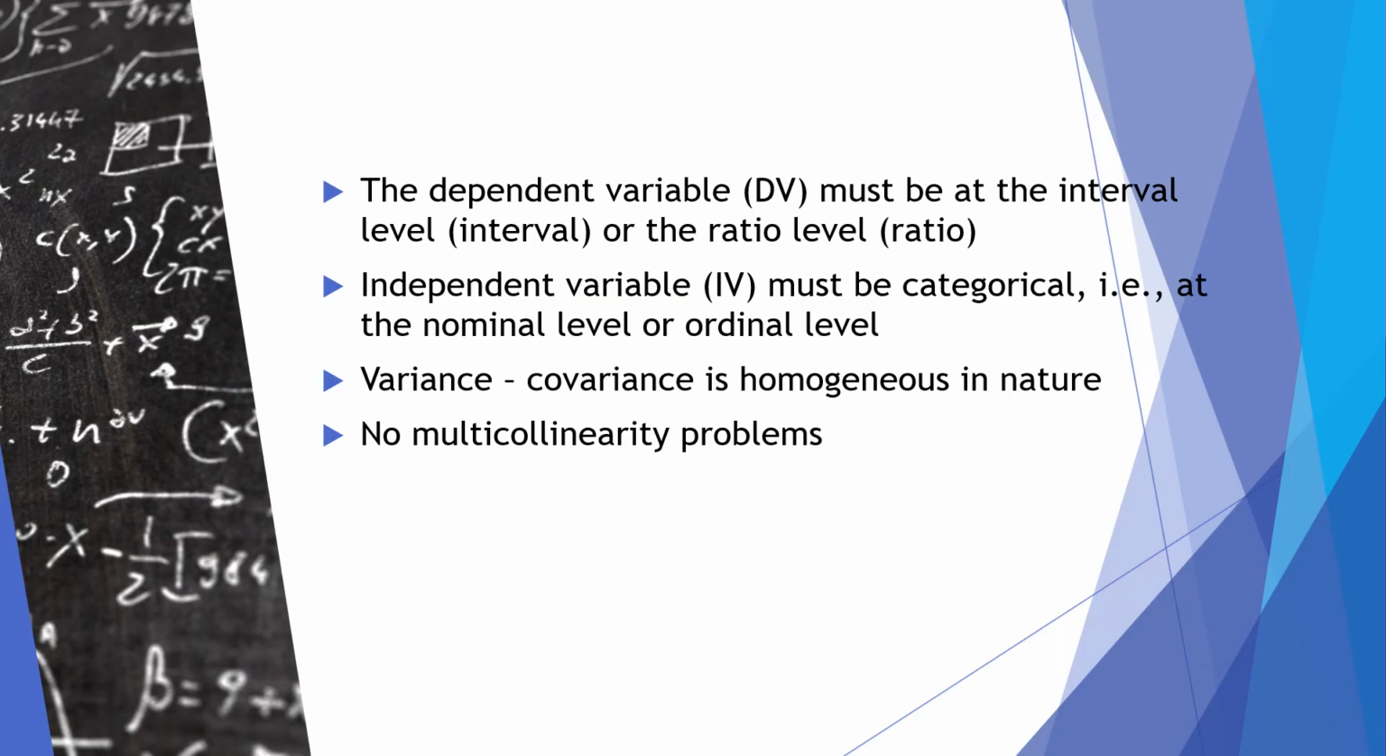The assumptions to be observed in conducting the MANOVA analysis are as follows. The dependent variable, DV, must be at the interval level or the ratio level. The independent variable, IV, must be categorical, i.e. at the nominal level or ordinal level. Variance-covariance is homogeneous in nature. No multicollinearity problems. The study and hypothetical questions for this example are as follows.